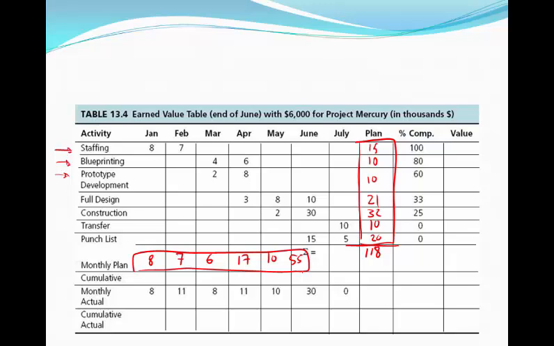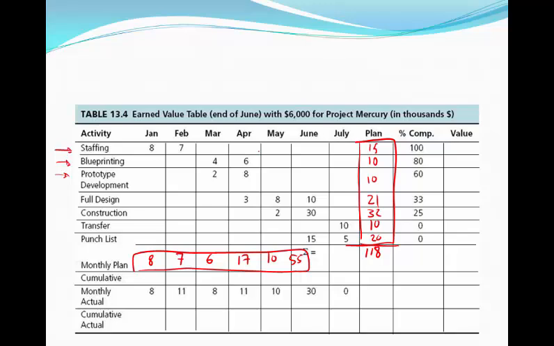Now, in this example, we're trying to determine the earned value at the end of June. So we're looking at this project. This project continues on past June. It runs into July. So in order for us to figure out the earned value at the end of June, we need to figure out what our planned value at the end of June is and what our actual cost at the end of June is.